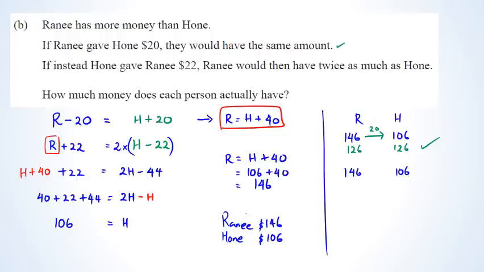If Hone gives $22 to Rani, then Hone's value becomes 84, while Rani becomes 168. And you can see that 168 is actually 2 times 84. So that's how we know that these two values are correct. Okay, let's go to the next question.